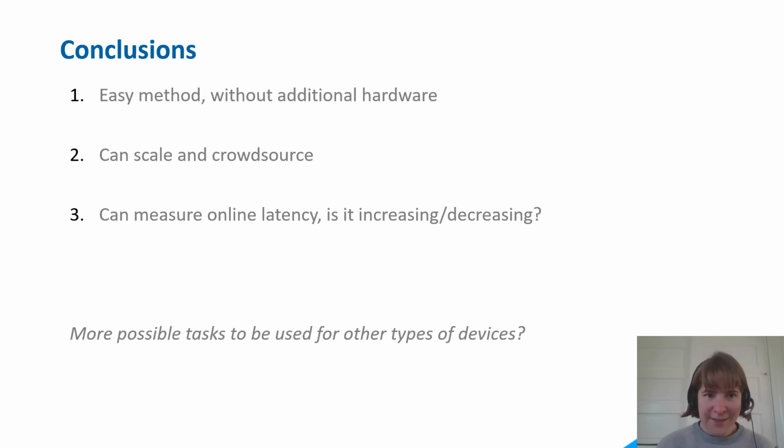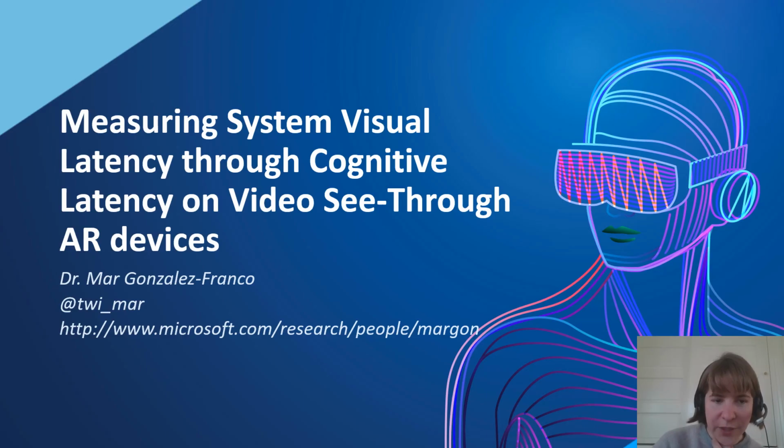Finally, a conclusion slide. Very simple. It's an easy method without additional hardware. It can scale to crowdsourcing, and it can measure online latency. Is it increasing or decreasing over time in this particular task or system? One of the things that we believe is that there are more possible tasks to be used for other types of devices that are not video see-through. Like I mentioned, the instrumented pendulum can have a counterpart VR task that you need to perform, and it doesn't need to be properly a video see-through. And with that, we can go into the questions.